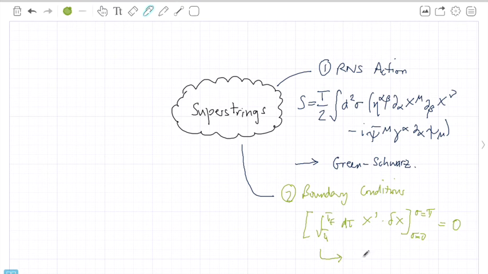And this leads to the usual closed and open string division and the familiar identification of Neumann and Dirichlet boundary conditions in the open string case. So that's the bosonic case, but what about the superstring?